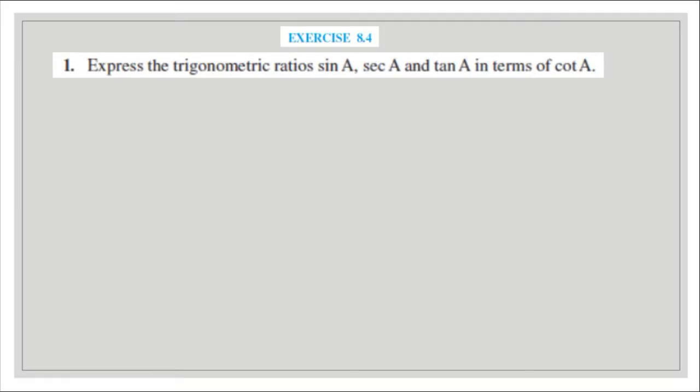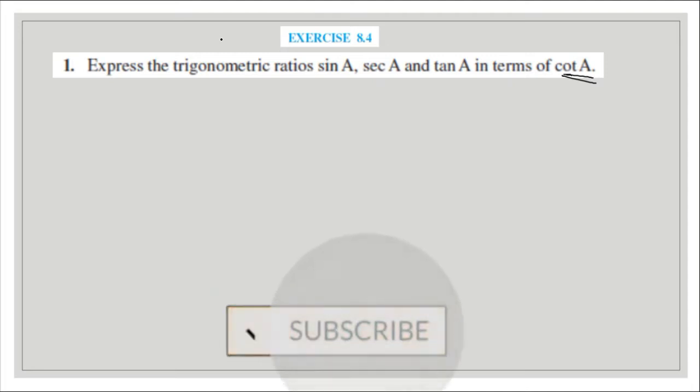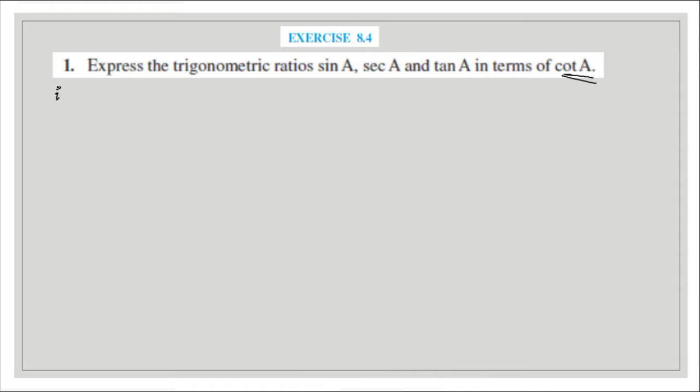The first question here is to express the trigonometric ratios sin A, secant A, tan A in terms of cot A. First, I'll consider sin A. I would like to express sin A in terms of cot A. For doing so, I will rewrite sin A as root of sin square A.